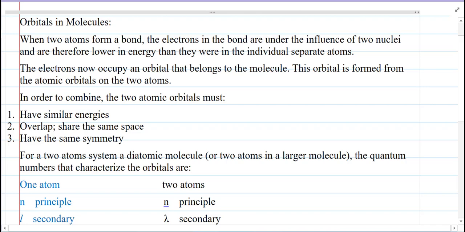So back to the basics now, back to the small picture of two atoms bonding, right? In order for these atoms to bond and the orbitals to combine, they have to have similar energies. They have to overlap in the same space and have the same symmetry, which means they have to be in the same phase. So if you look at the graph y equals sine x, y equals positive sine x has a slightly different shape than y equals negative sine x.